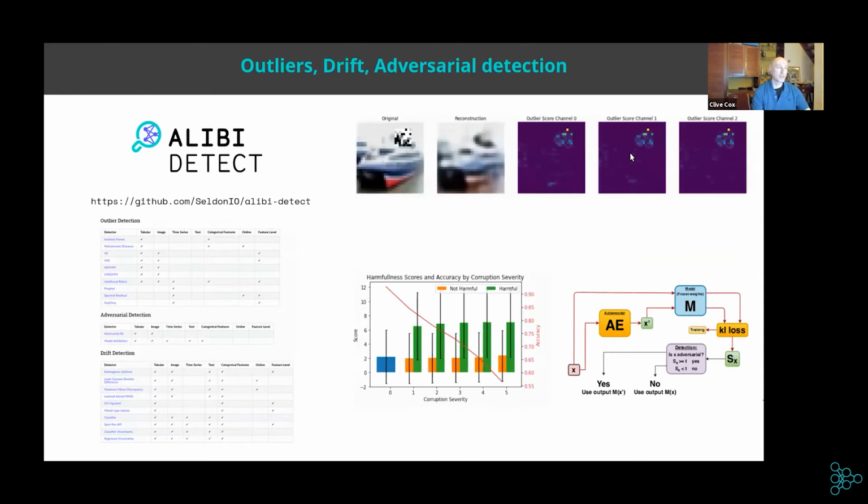Also, the other thing you need to think about is things like outliers, drift, and maybe the more niche adversarial detection. Again, we've got an open source library for that one called Alibi Detect. It allows you to provide a whole range of algorithms depending on the input data, whether it's tabular, image, or time series. We have a whole series of outlier detection algorithms that work for different types of input data. And the same goes for the other two areas, adversarial detection and drift detection.